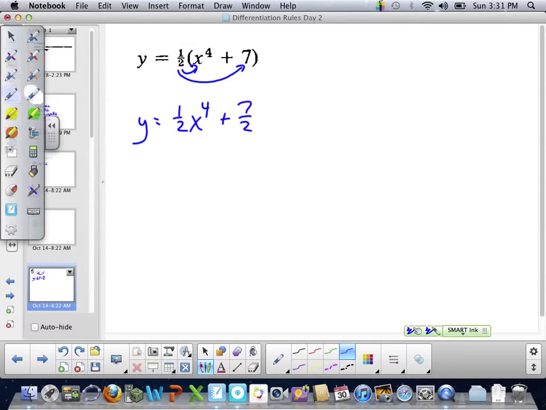Now we'll apply our derivatives. We'll take the derivative of each piece. Take 4 times 1/2, we got 2x, and then 4 powers down to 3. And then 7/2 is constant. So the derivative of 7/2 is 0.